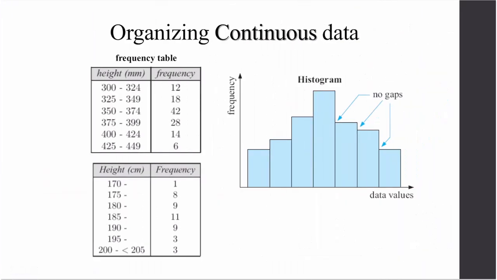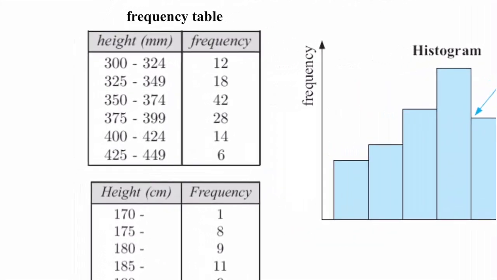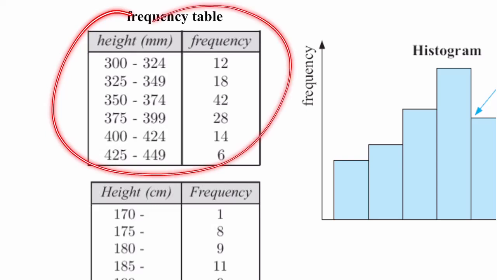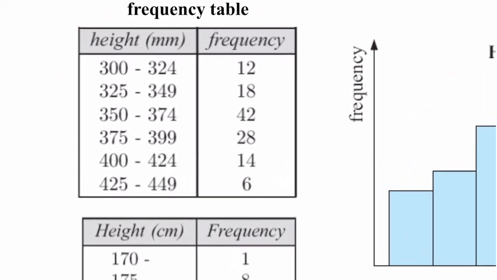Let's talk about organizing continuous data. Here we have two different frequency tables that you can use to organize continuous data, and over here is an example of a histogram. Let's first talk about the frequency tables. This particular frequency table is a little bit flawed, to be honest, because you're measuring something here, and the height is being measured in millimeters.